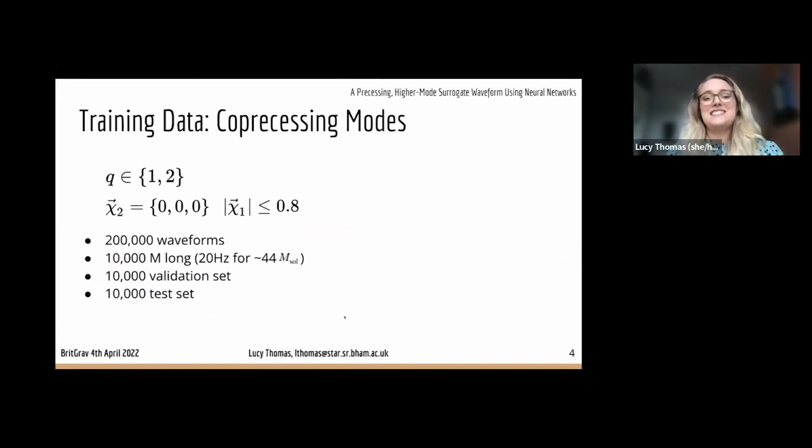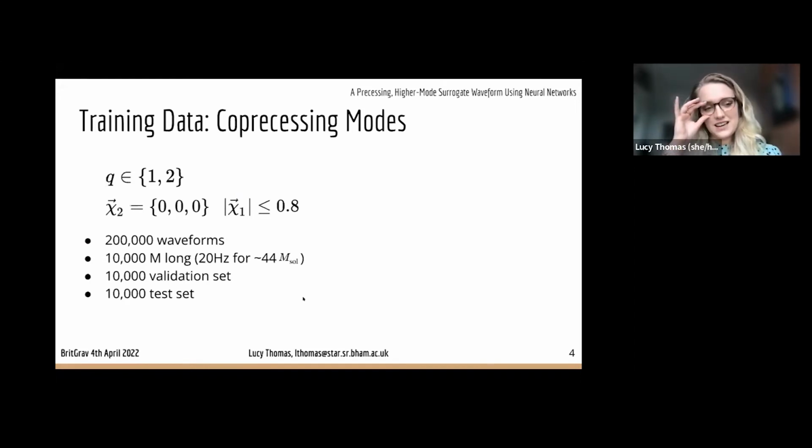So next we need to define our training space over which we wish to build our surrogate. And because this is a proof of concept, we choose a very limited mass ratio range between 1 and 2. We also restrict our waveforms to be single spin, but the primary spin can be precessing and have magnitude up to 0.8. We generate a total of 200,000 waveforms in this way across our training space. Each waveform is 10,000 m long, which corresponds to a total mass binary of 44 solar masses being generated from 20 Hertz. And we also generate a 10,000 waveform validation set in exactly the same way.